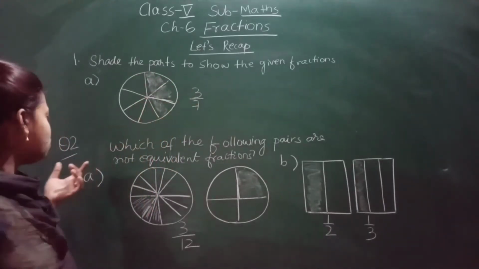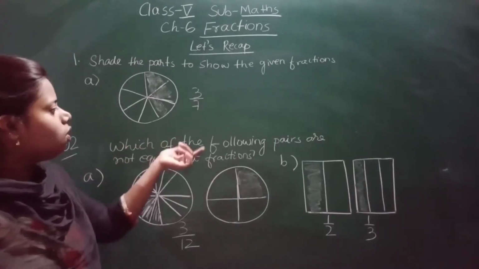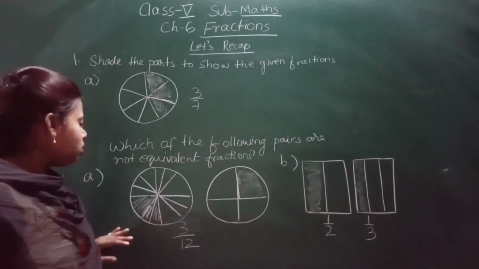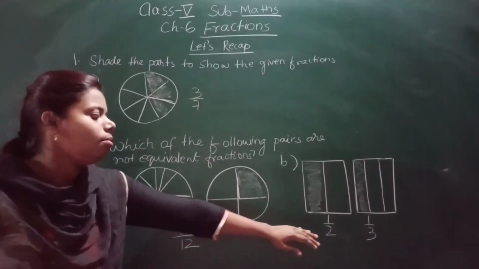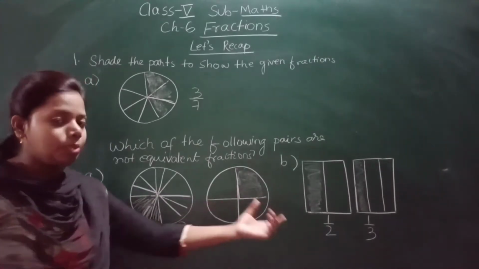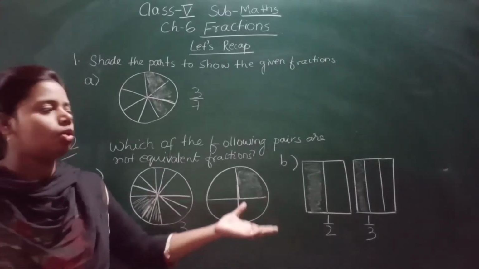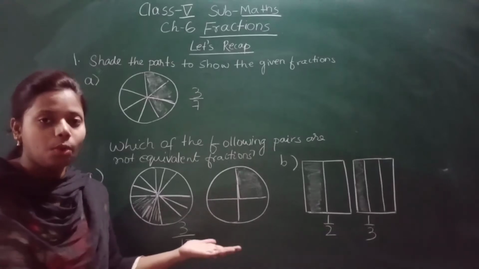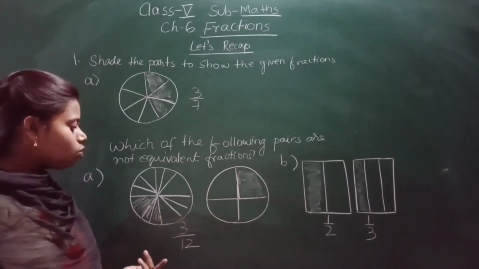Now what is question number 2? Which of the following pairs are not equivalent fractions? Here they have given 2 pairs, A and B. We have to see which one is not equivalent. Equivalent means the same. So how do we know that?